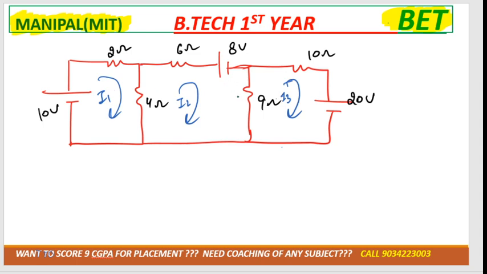First of all we have marked the current direction, then we accordingly will mark the sign convention. As you know that current always flows from positive to negative. Battery's bigger terminal is positive, smaller is negative. Okay, so I'm marking the sign. You can cross check whether the sign you have marked is correct or not.